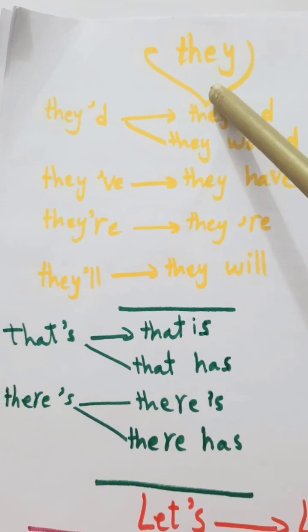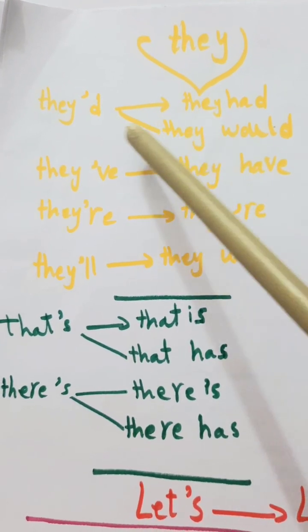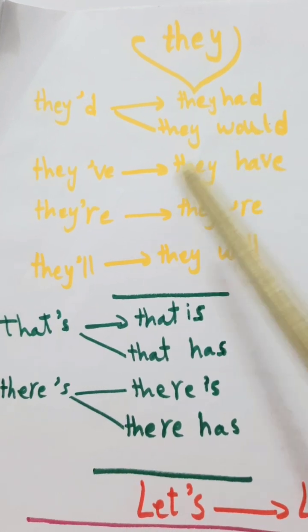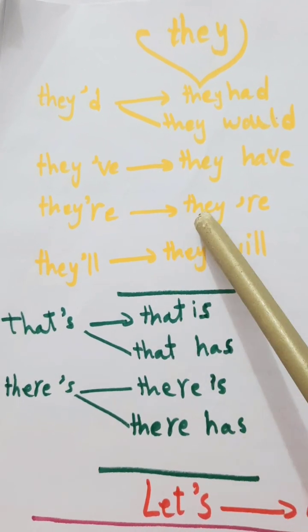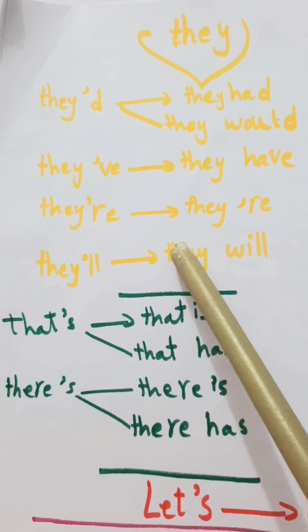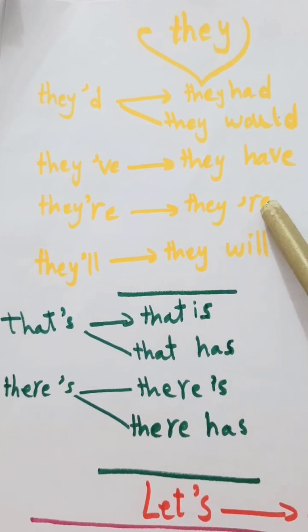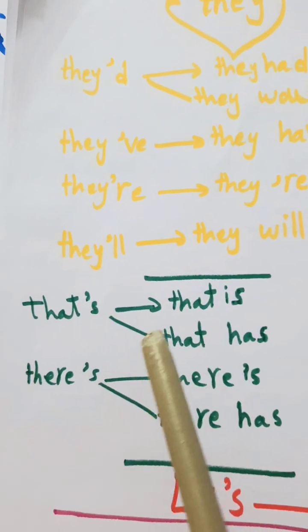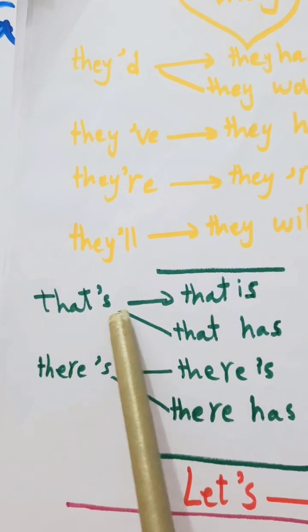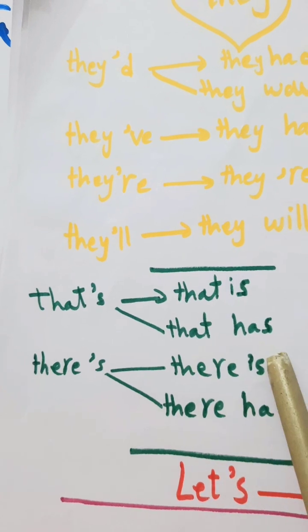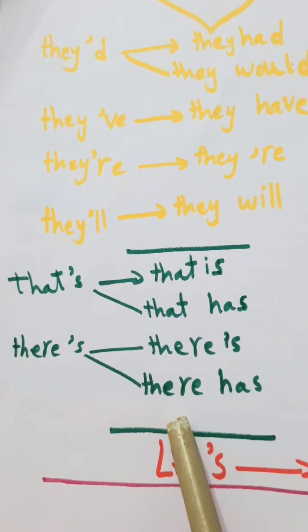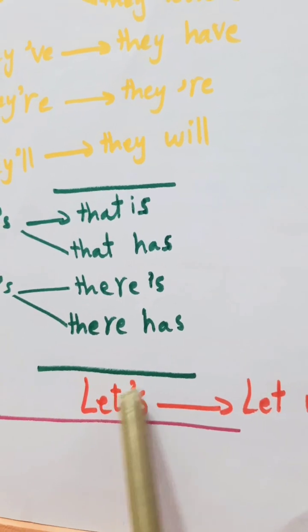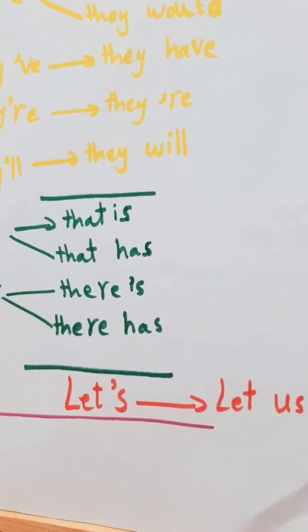The contraction of they. They'd instead of they had or they would. They've instead of they have. They're instead of they are. They'll instead of they will. Notice that that's is for that is or that has. There's for there is or there has. And we don't miss let's with the apostrophe, it means let us.